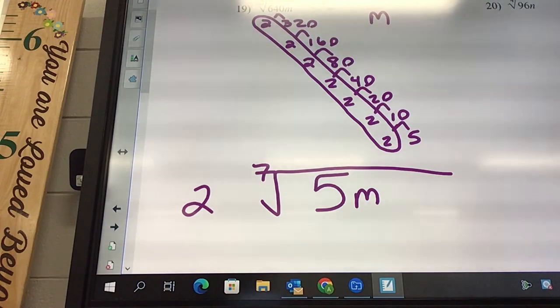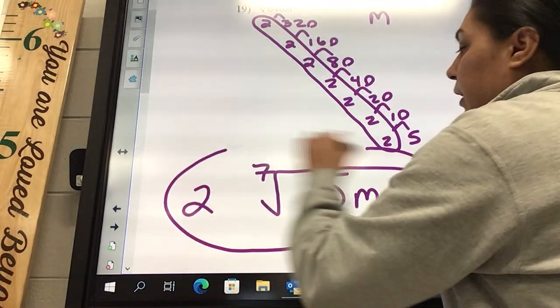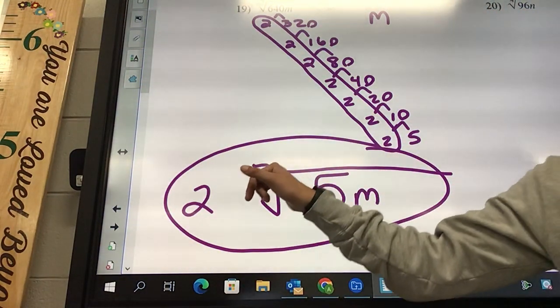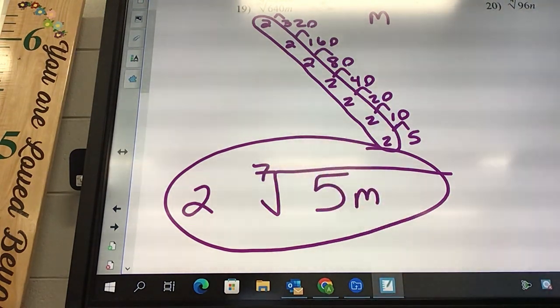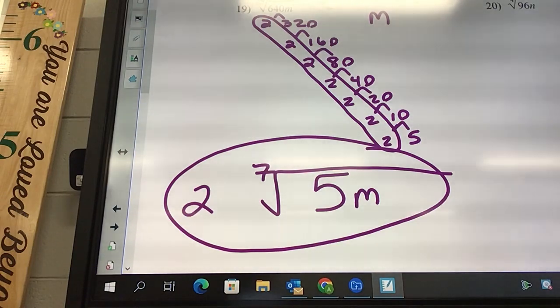Okay, so this is going to be our final answer. And again, don't forget this index. That lets us know that we took stuff out in groups of 7. You have to put that little baby number on the outside.